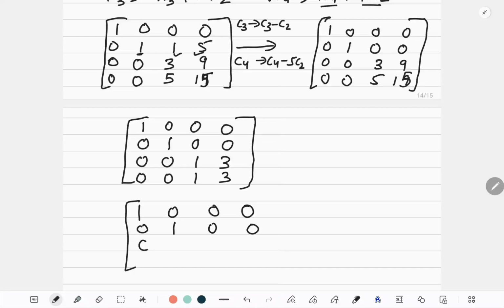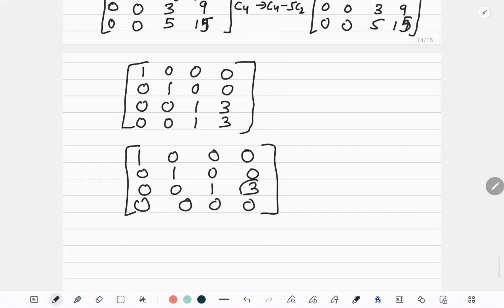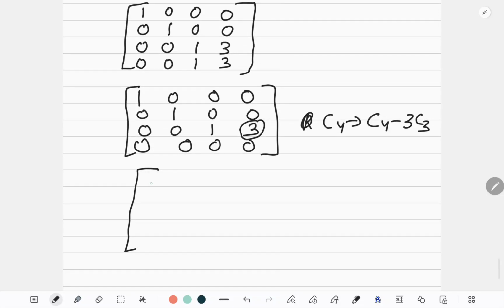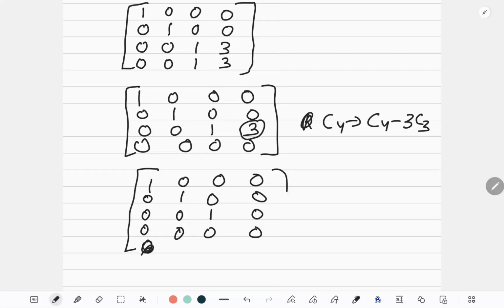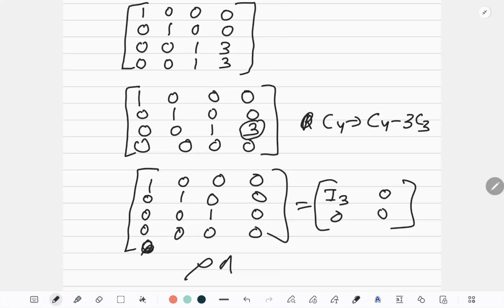0 1 0 0, 0 0 1 3, 0 0 0 0. But please kindly mind this is not a normal form because this 3 is sitting here. So what can you apply in column 4? You apply C4 minus 3C3. Okay, so I'll get it as 1 0 0 0, 0 1 0 0, 0 0 1 0, 0 0 0 0. So this is basically I3 with 0 0 0, and that's why the rank of A is equal to 3.